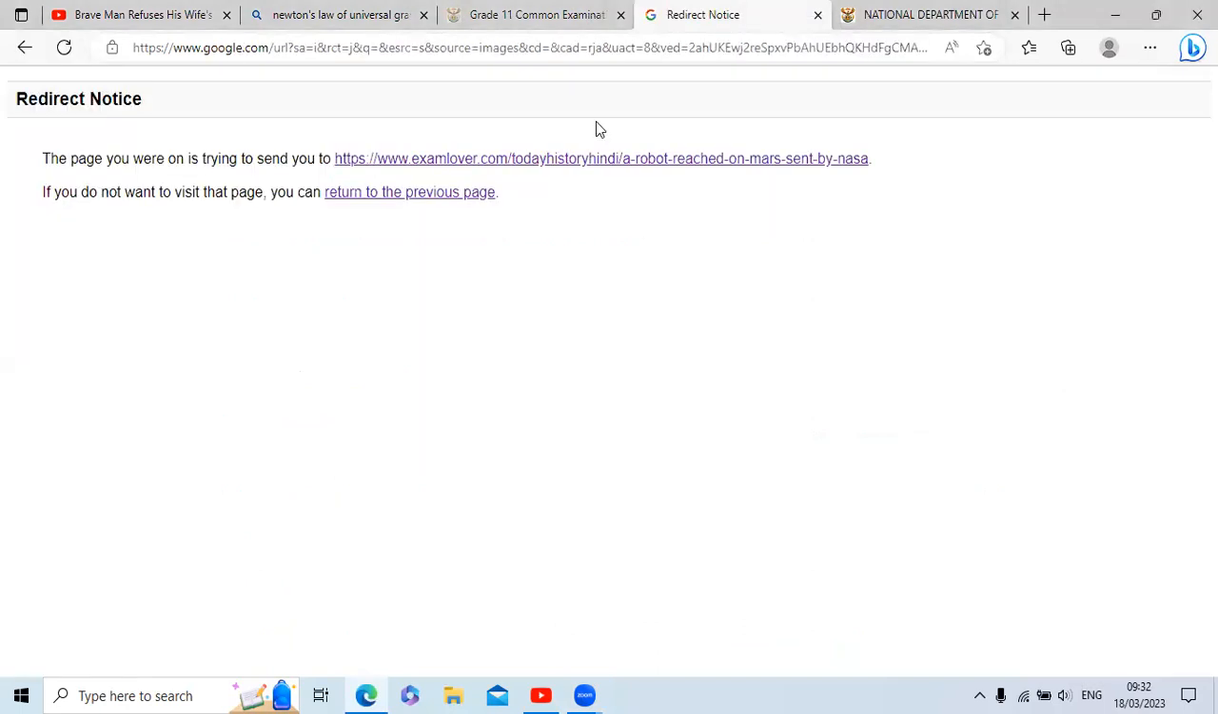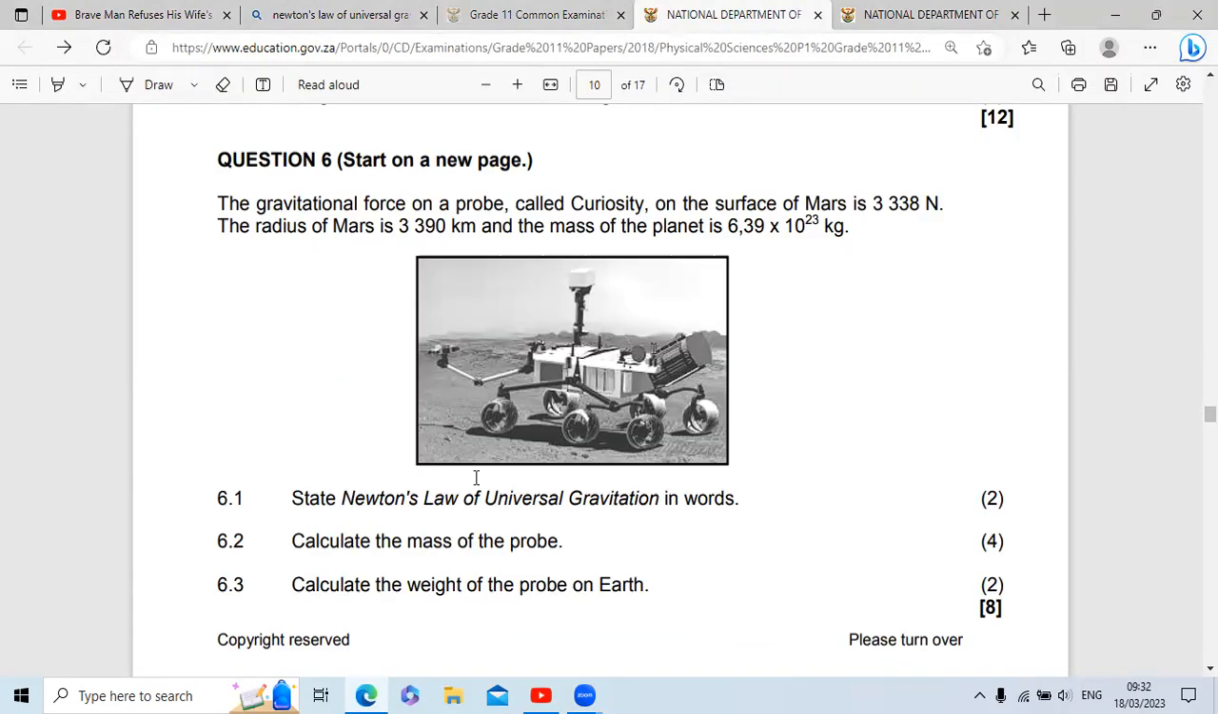So, the gravitational force on a probe called Curiosity on the surface of Mars is 3.38 newtons. The radius of Mars is 3,390 kilometers, and the mass of the planet is given. They want you to calculate the mass of the probe.